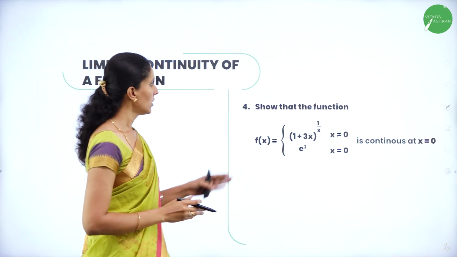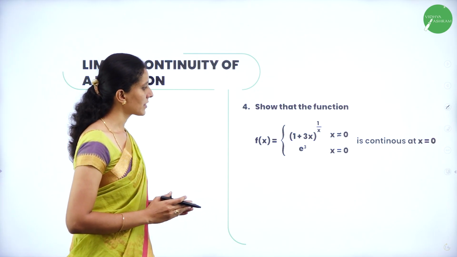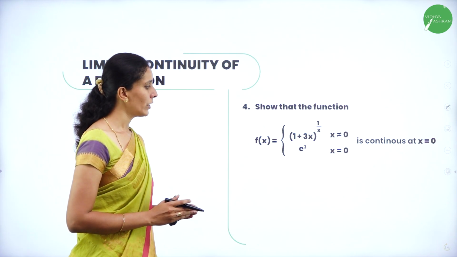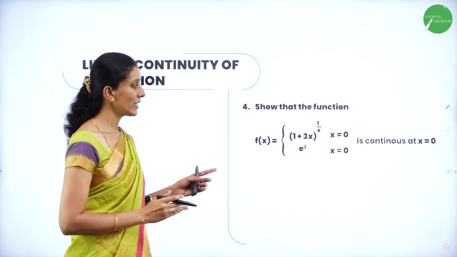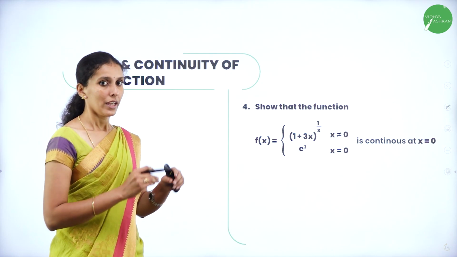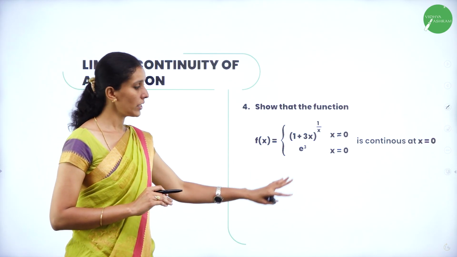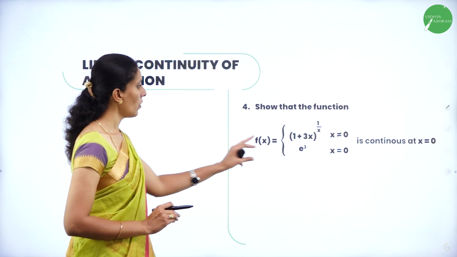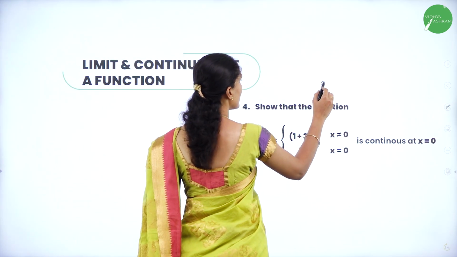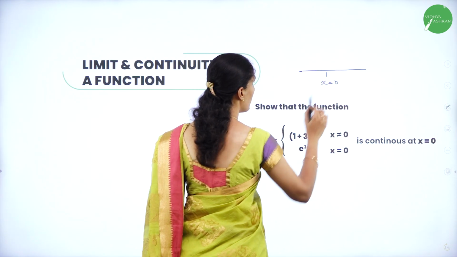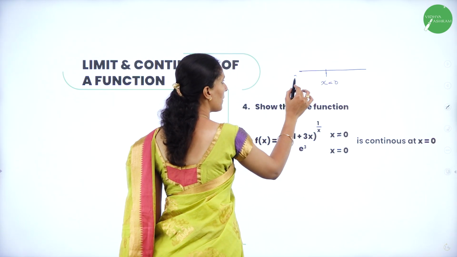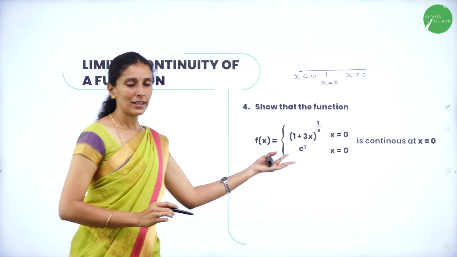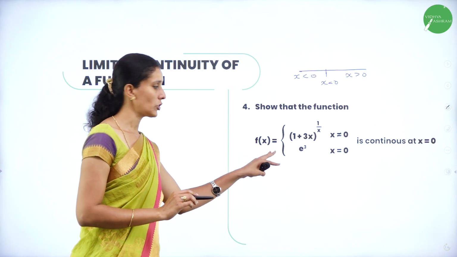So next question: show that the function f of x equal to 1 plus 3x to the power 1 by x, x not equal to 0, and e cube when x is equal to 0, is continuous at x equal to 0. If I show that the limit of the function is equal to f of 0, it is enough; the given function is continuous. Now, if x equal to 0 is the point here, x not equal to 0 implies x is less than 0 or x is greater than 0. So for both left hand and right hand limit, the function is the same.